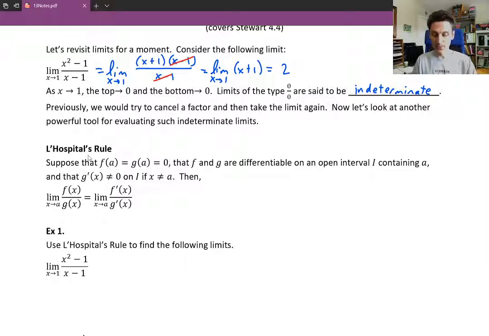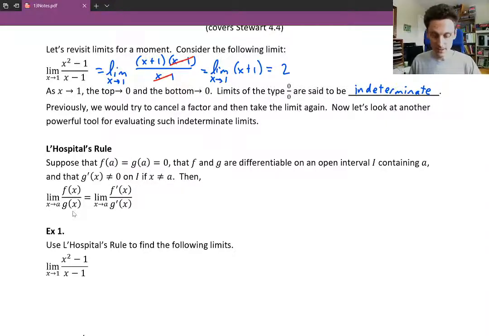And that's called L'Hopital's rule. So L'Hopital's rule says this. Suppose that the top and the bottom are both 0 when you plug in the x value that you're approaching. So that's f of a equals g of a equals 0. And that both f and g, the top and the bottom functions, are differentiable on an open interval I containing a. So differentiable as long as you're close to a. And that the derivative of the bottom function is not equal to 0 on that interval if x is not equal to a.